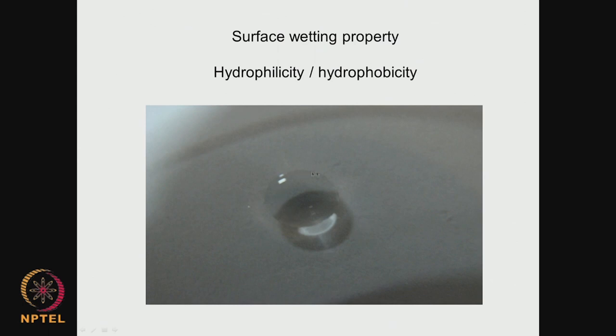For example, look at this. This is a water droplet on a surface. So the material, of course, is highly hydrophobic. That is why the water is not spreading. The more hydrophilic it is, the more water will spread out. The more hydrophobic it is, the less water will spread out. So that is a very good measure of knowing the hydrophobic or hydrophilic nature of the material.